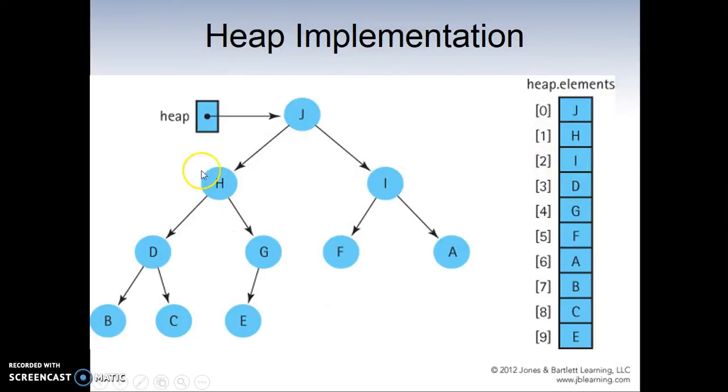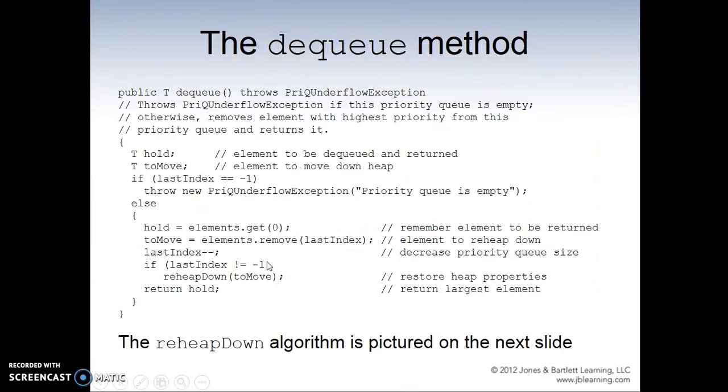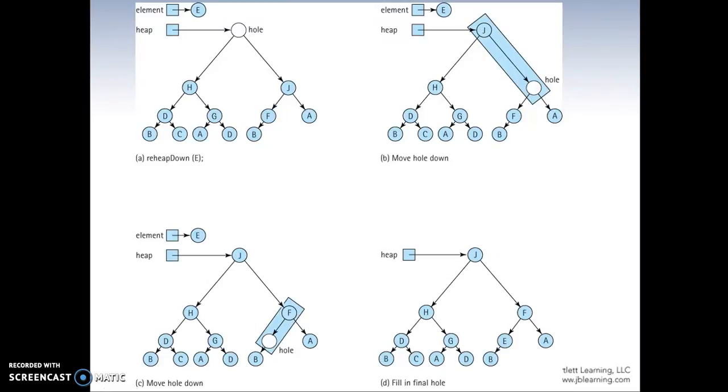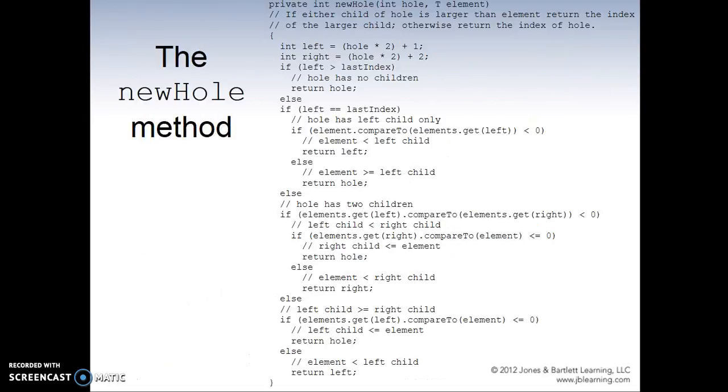For example, if I want to get the index of the left of H, which is 1, times 2 plus 1, we get 3. 3 is D. If we want to get the right, just 1 times 2 plus 2, which is 4, G. So that's the index formula that we use here. You can review that in Chapter 8 again, but I just tried to show you here. So that's how we get the left of the hole and the right of the hole.